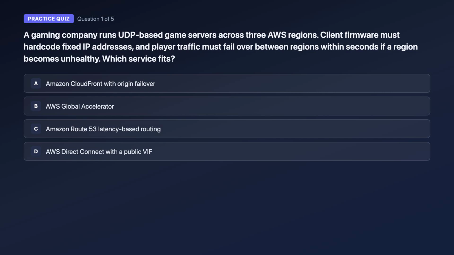Option A, Amazon CloudFront with origin failover. Option B, Amazon Web Services Global Accelerator. Option C, Amazon Route 53 latency-based routing. Or Option D, Amazon Web Services Direct Connect with a public virtual interface. Run the decision rule before you answer.